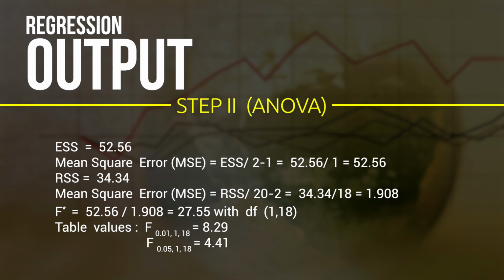So after subtracting, we get 52.56 divided by 1, and we get the value of MSE_1. Similarly, we have the residual sum of squares, and we divide by the respective degrees of freedom, which is the number of observations 20, minus 2, which are the alpha and beta to be estimated, and we get 1.908 as the MSE_2. So by taking the two ratios, we get the F statistic, which has the degrees of freedom 1, 18.